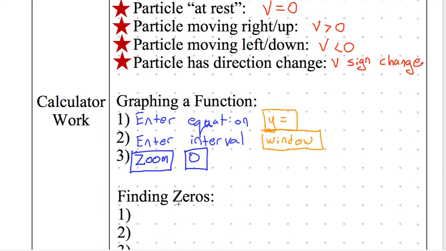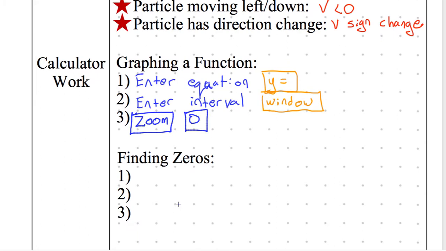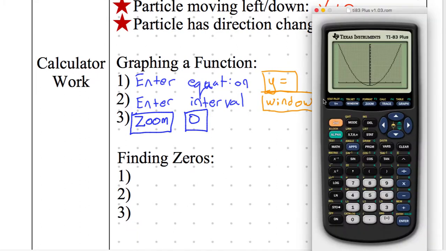All right, for your homework, you're going to be finding zeros. So let's learn how to do that. Let's find the zeros of our function that we just graphed. We graphed 3x squared minus 3. How do I find where it touches this x-intercept? What is this point exactly?